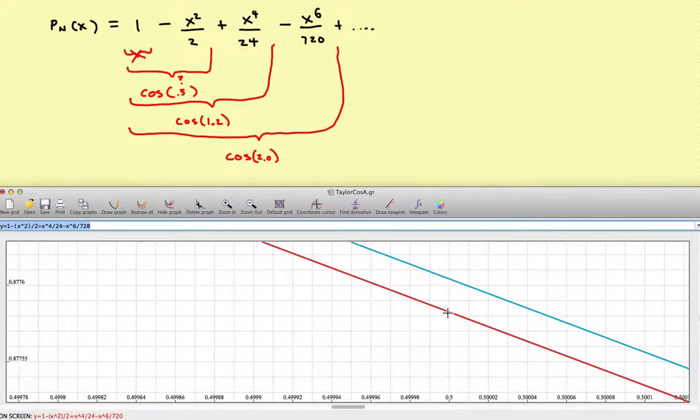Now as you zoom in, first of all, it looks like this red graph is just all by itself, but there's actually an x to the 6th term in here. All it means is x to the 6th is doing an excellent job of modeling the cosine. So we keep going in.